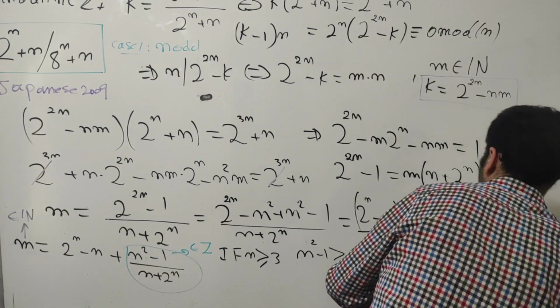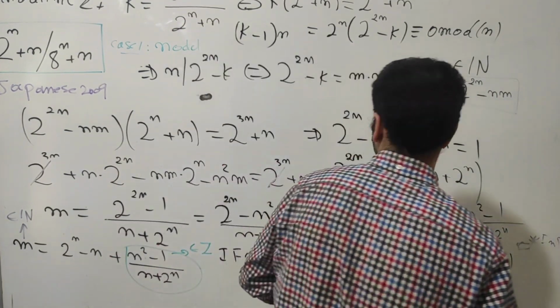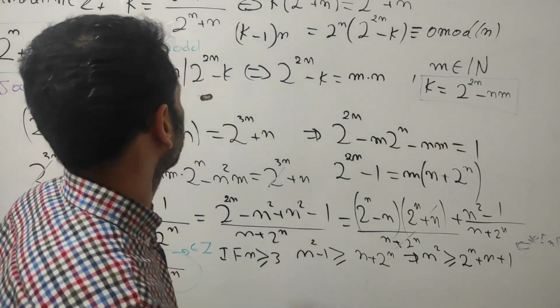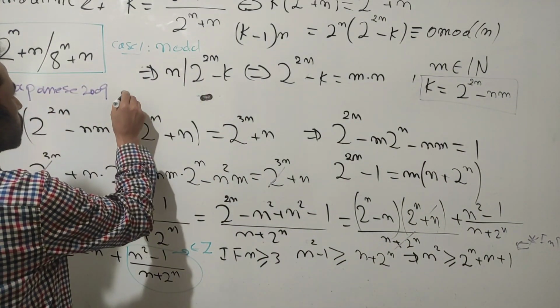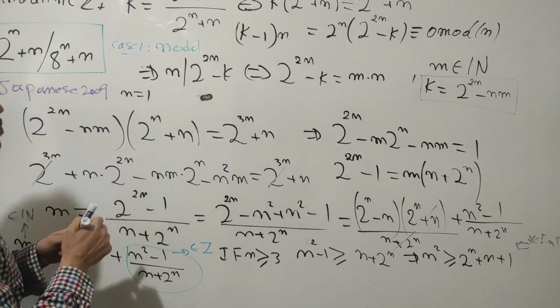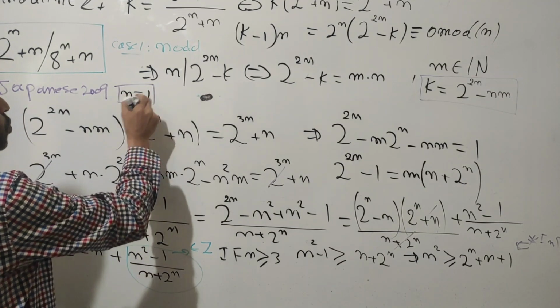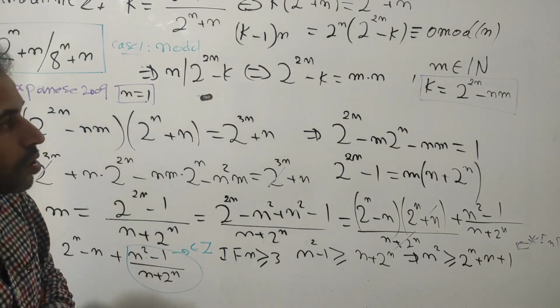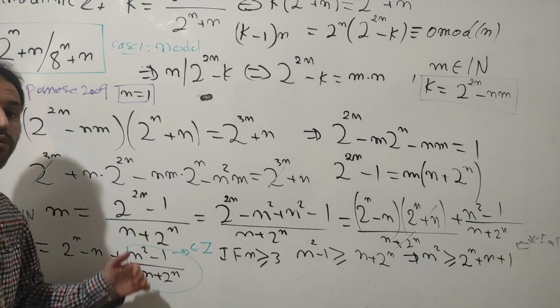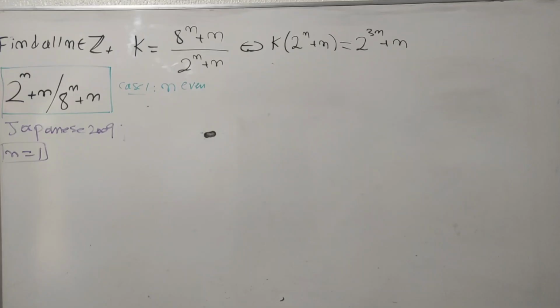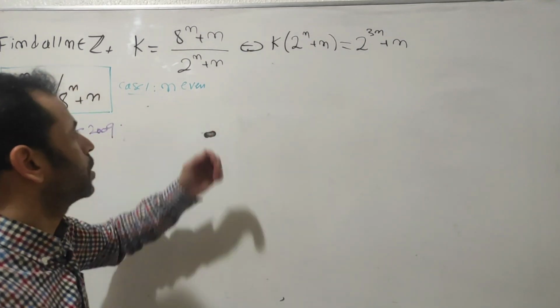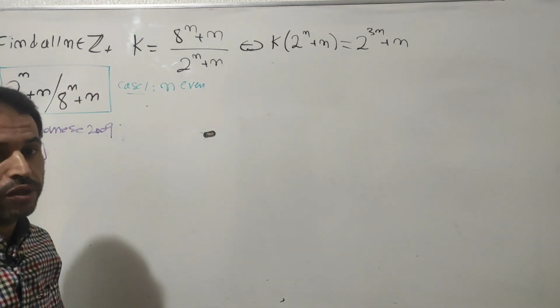Impossible. What does impossible mean? It means you have only one solution, which is n equals 1, if n is odd. So we get only one solution for oddness. Now let's get rid of this one and move over to the evenness. In this case, when n is even, you will have a different situation.